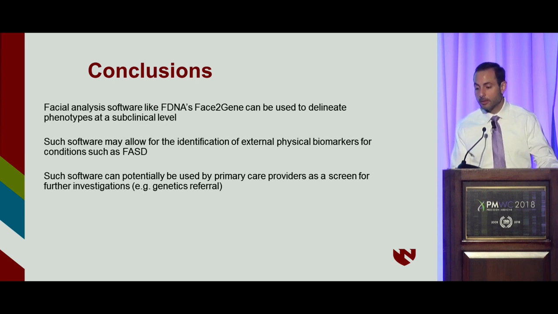So what we learned about this is that facial analysis software with artificial intelligence may be able to help further delineate phenotypes at a subclinical level, and that it may even, if we think about other environmental exposures, instead of waiting for some major birth defect to arise, perhaps a system like this could pick up even more subtle changes from different things that are in the environment impacting embryonic and fetal development. And so there may also be some external physical biomarkers for conditions like FAS and other potential exposures that this could be used to detect.